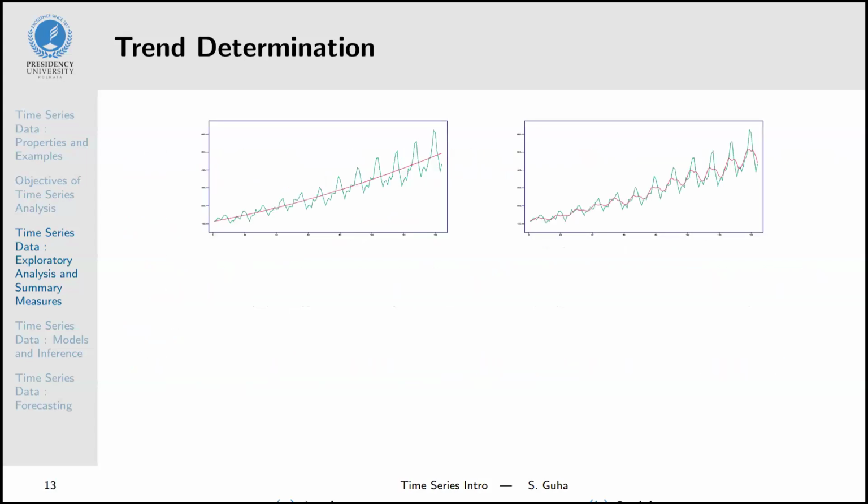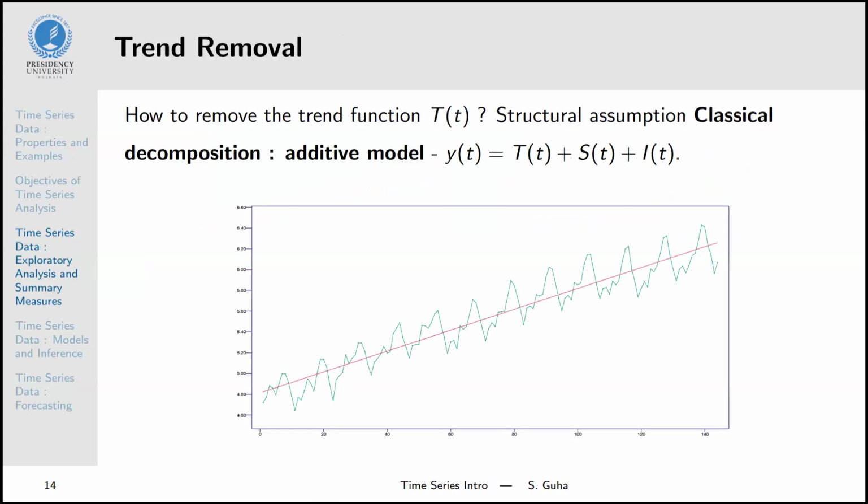So after we feed the time series data, the trend to the time series data, we can plot the trend separately, and we can also remove the trend from the time series data, and that way it will give us the residuals. And how to remove the trend? There are two different possibilities. We have to assume something here. We have to make some kind of structural assumption.